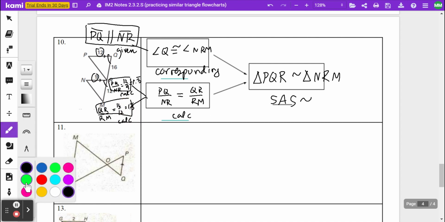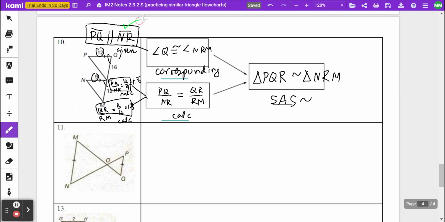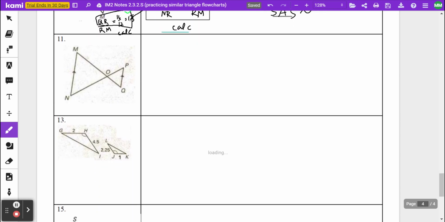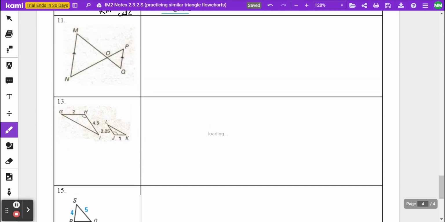Well, it worked. It's just messy. Sorry about that. These are given as parallel. These calculations do show that they have the exact same ratio. Therefore, the side lengths surrounding the angle are proportional. The angles are congruent, so side angle side works. Great. How many do we have left? Just 3. Okay, simple.